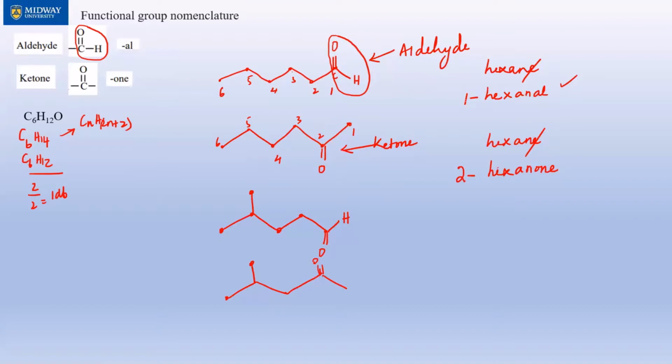Aldehydes always will be 1 by default, and ketones could be 2, 3, 4, 5 depending on the position, but it cannot ever be 1. Aldehydes will always be 1, ketones will never be 1. Okay, so you have to still figure out the longest chain, so don't forget that. So let's go to this one.